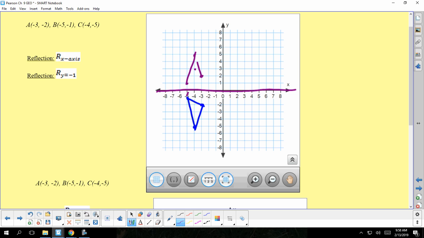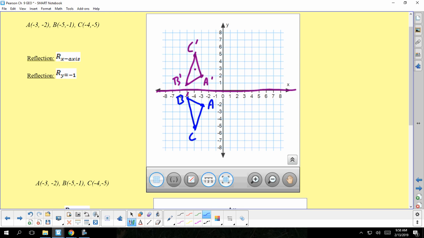There we go. And we'll label these. This is A prime, B prime, and C prime. And make sure we label these A, B, C. Do we know whether or not the reflection is a rigid motion? Yes. It is a rigid motion. Very good, right? All the angles are the same and all the side lengths are the same. So it is a rigid motion. It preserves distance and angle measures.